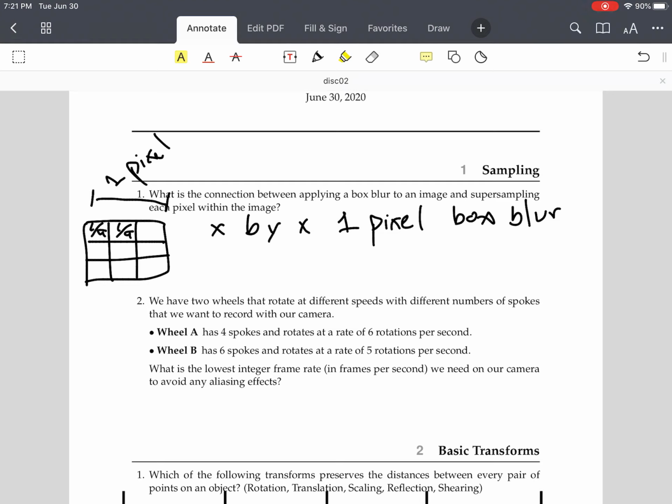But that's exactly what super sampling each pixel within the image is. We break it up into smaller chunks, sample at a higher rate, and then average. So essentially a 1 pixel sized box blur with dimensions x by x is the same thing as super sampling with a super sample rate of x by x. Okay, so that's the first one. The 1 pixel box blur is the same as super sampling. So let's keep going.